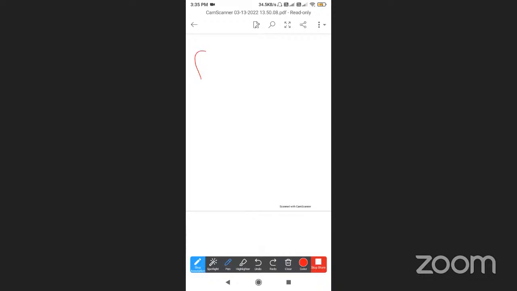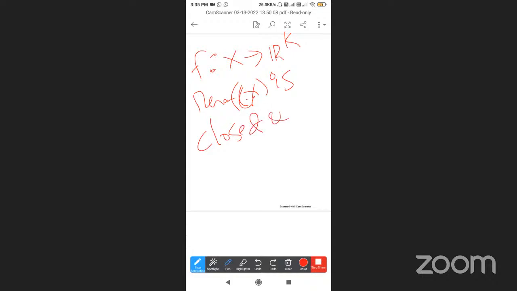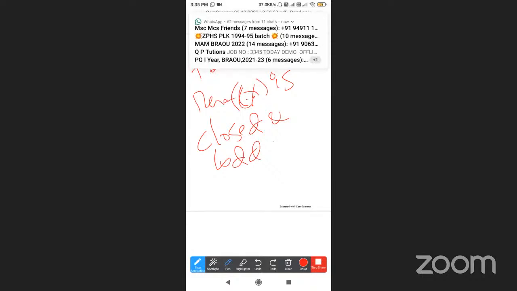Next is theorem 5.3.2. What is the theorem? f is a continuous function from a compact metric space X into R power of K. f is a continuous mapping from capital X, a compact metric space, to R power of K. Then f of X is closed and bounded. This is the proof of theorem 5.3.2.